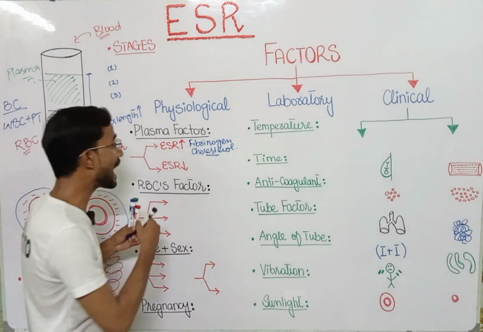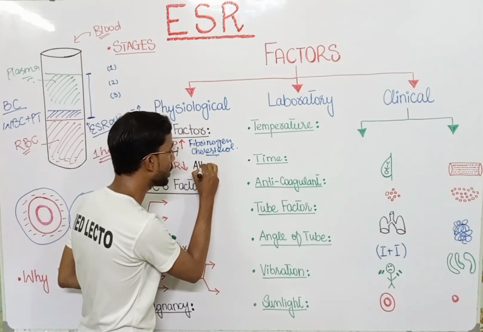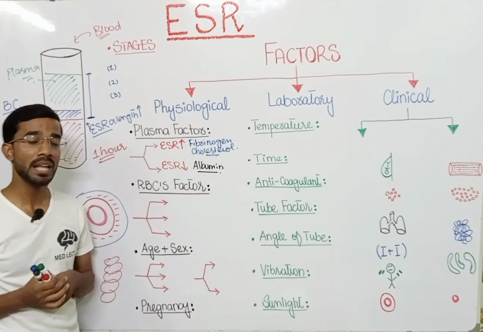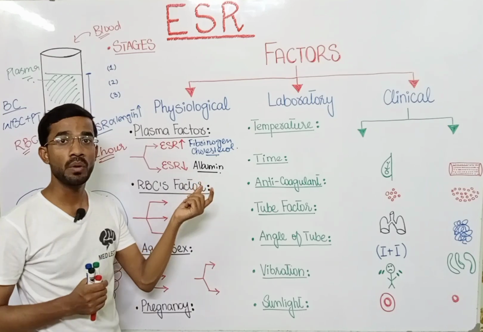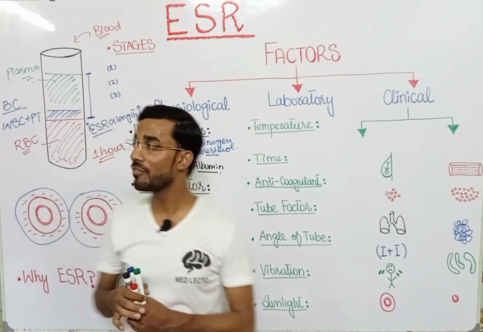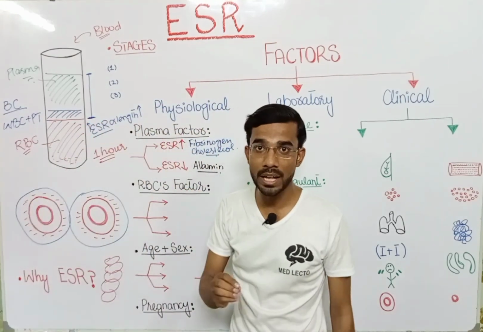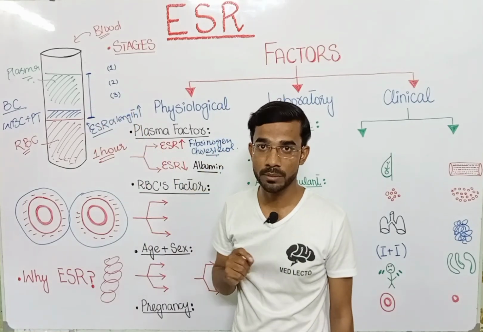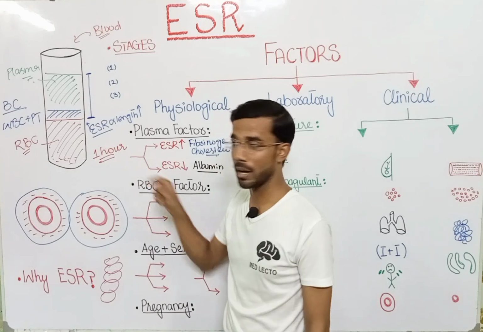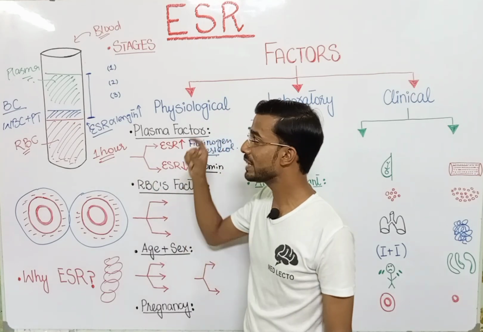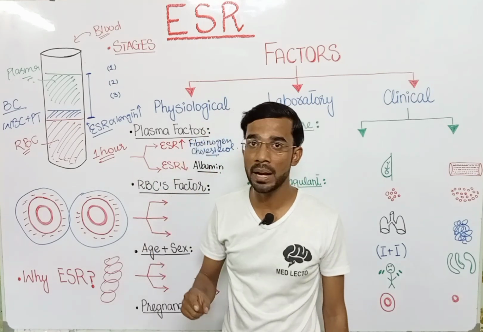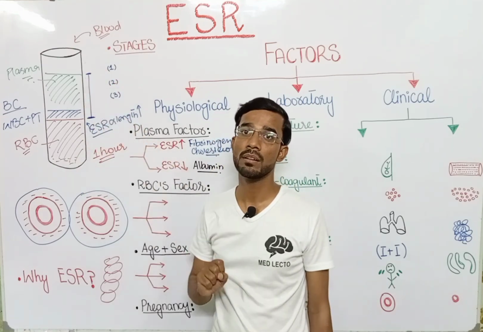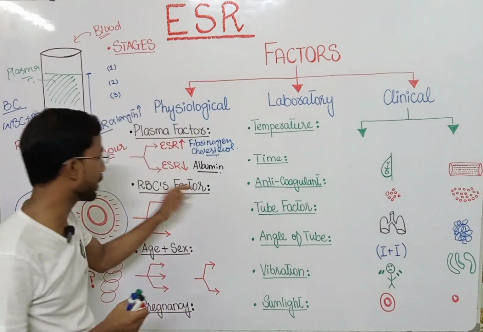But when the albumin concentration increases, ESR will decrease. Why? Because albumin makes the blood viscous, and when the blood becomes viscous, the settling of the RBCs is reduced in just 1 hour. So when the albumin concentration is high in the blood, the settling is reduced and ultimately the length is reduced. So this is another reason.